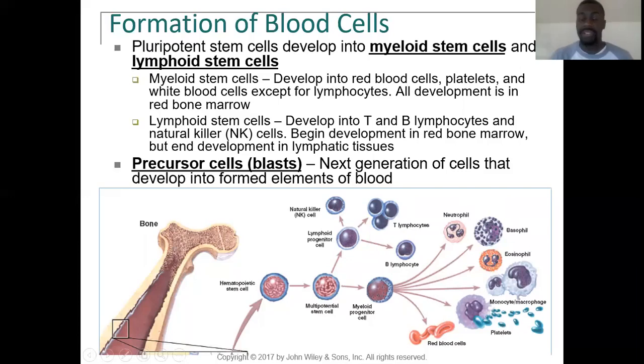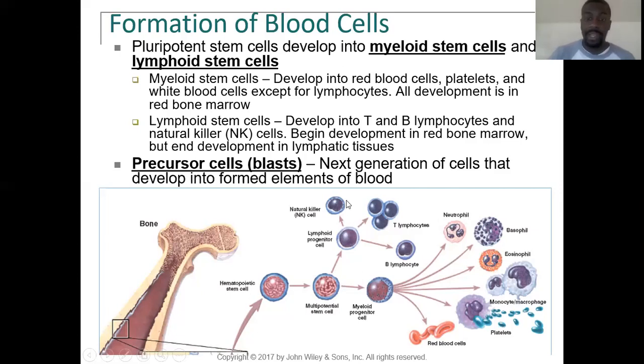Now, as they develop, all their development is going to take place inside the red bone marrow. So that's option A for the pluripotent stem cells. Option B is that they can go down the lymphoid stem cell pathway. And if they go down the lymphoid stem cell pathway, then they will eventually develop into either a B lymphocyte or a T lymphocyte or an NK cell, which is called a natural killer cell.